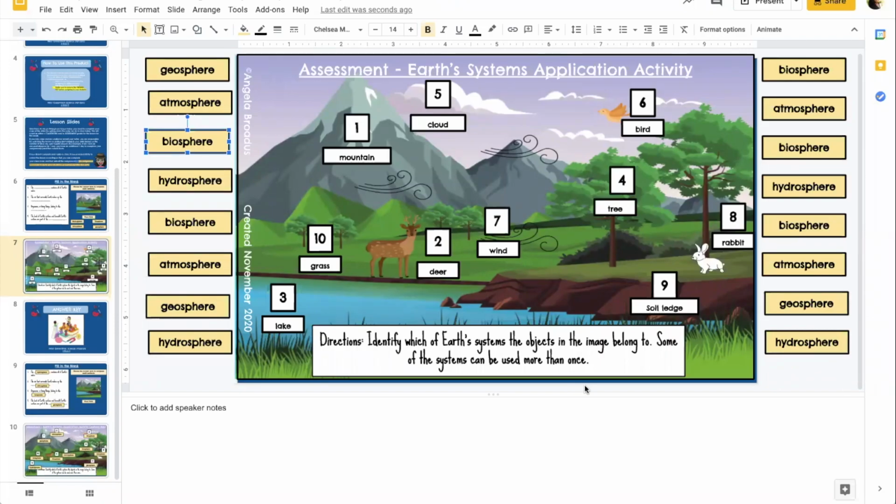And for those of you wondering, yes, I did put this image together. I used various tools, but I definitely put this whole image together, everything from the rabbit to the mountains to this beautiful background. I created it, and we could talk more about that later. If you're interested in hearing more about that, let me know in the comment section. Essentially, this is a simple drag and drop activity where the students simply have to label the different objects and tell me which of Earth's systems they belong to.